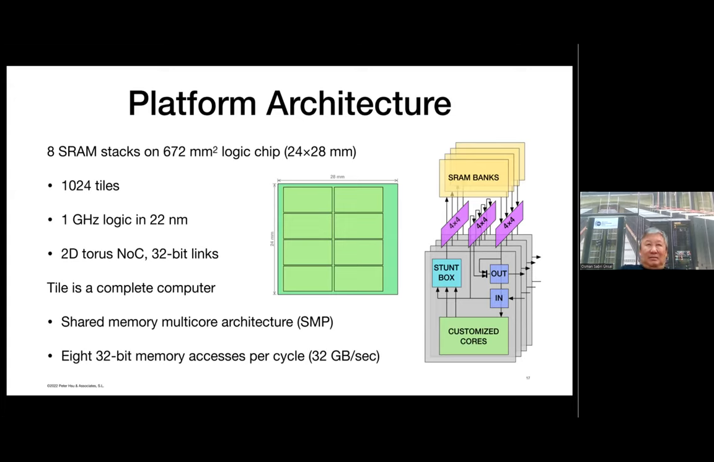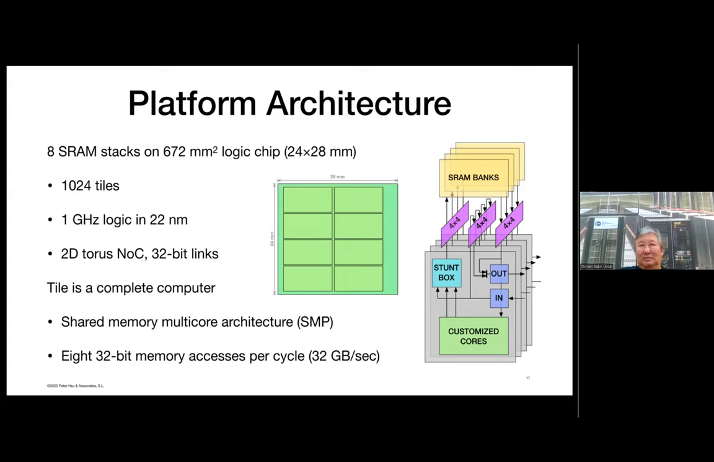So the platform architecture that I'm going to propose is a large logic chip, 24 by 28 millimeters, in which you put 8 of these SRAM stacks. And so altogether you get 1024 tiles, because there are 128 under each memory stack. We'll run it at an easy 1 gigahertz frequency to make all the math easy. And these 1024 tiles are connected by a 2D torus with 32-bit links. Now, the important thing is that a tile is a complete computer, shown on the right.